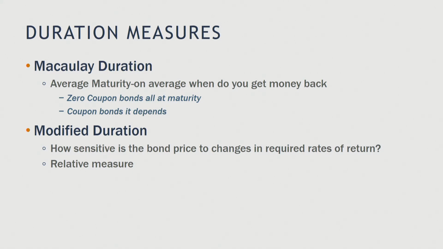For zero coupon bonds, it's easy because all the cash flow comes at maturity, so that's when you get your money back. For bonds that pay coupons, the answer is not all that simple. It's going to depend on a number of factors. In order to really get into talking about when you get your money back, we actually need a formula for pricing of a bond.